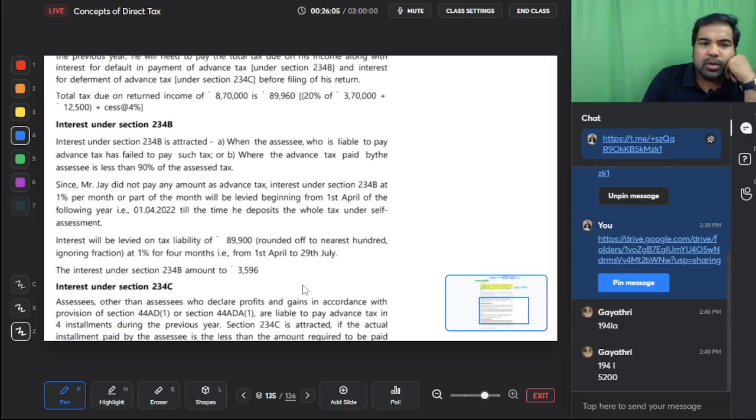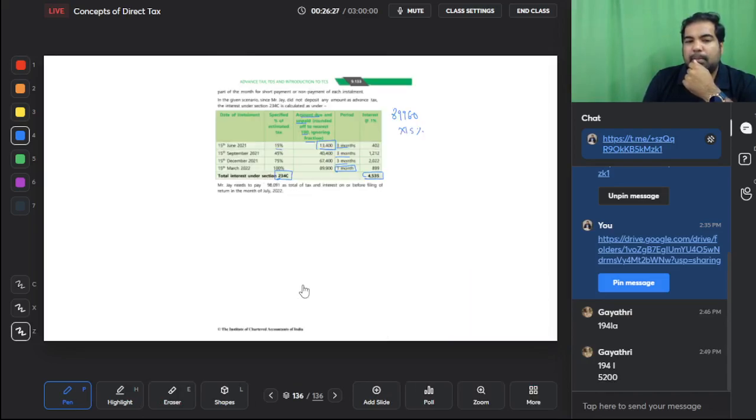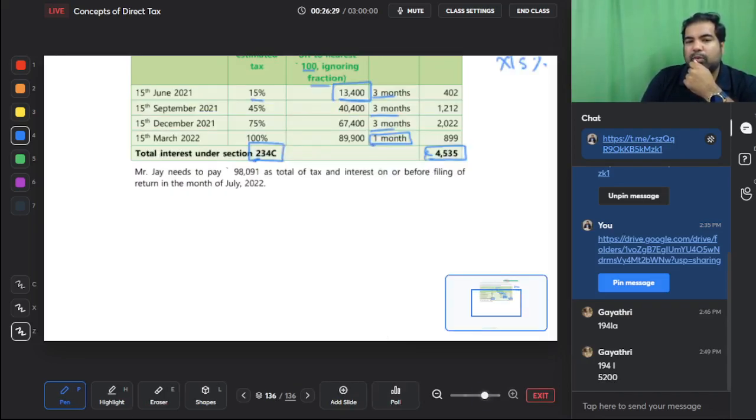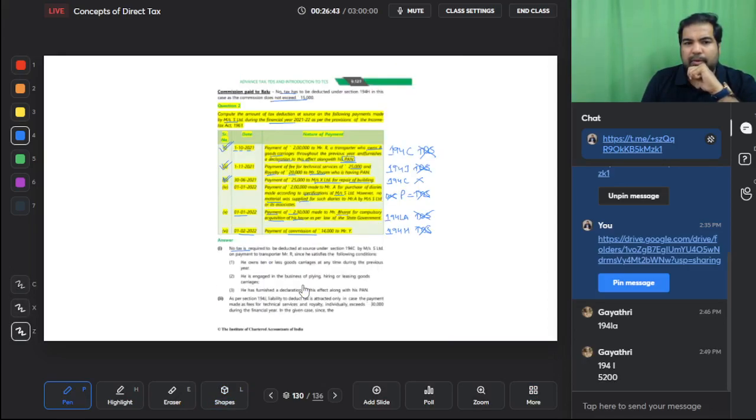So here we go. Interest under 234B is attracted when the assessee who is liable to pay advance tax has failed or has paid less than 90%. Here guys, he has not paid any amount, and hence on the entire amount 89,960, of course rounded off, removing 60, so 89,900, it is at 1% for 4 months, that is April to 29 July. So this plus 89,960 plus this amount is what he will have to totally pay. Mr. J needs to pay 98,091 as total of tax and interest on or before filing the return on July 2022. Guys, these are all the questions that are in the module, but we will not stop here.